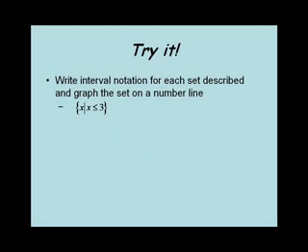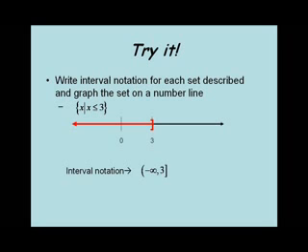Let's try another one. Let's do the set of all x such that x is less than or equal to 3. On the number line, all we need is the number 3. Again, I put 0 on the number line for reference. Then we shade everything to the left of 3 and put a square bracket at 3 because our set includes the number 3. In interval notation, we write the set from negative infinity to 3, including 3.